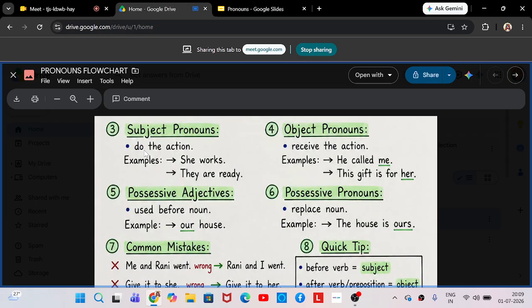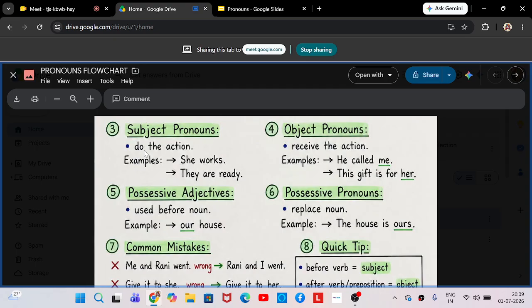Okay, now going to object pronouns. Object pronouns receive the action. Just like subject pronouns do the action, object pronouns are always receivers of the action. For example, he called me. So he is the subject, called is the verb, and me is the object. So me is an objective pronoun. Now, this gift is for her. So this gift is the subject, is is the verb, and for her, her is the object. Here you can see me and her come in the position of objects in these sentences.